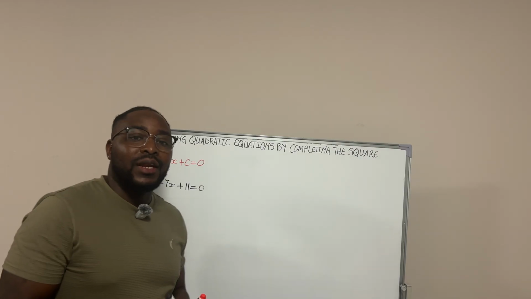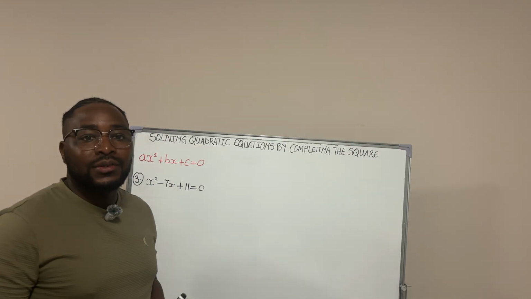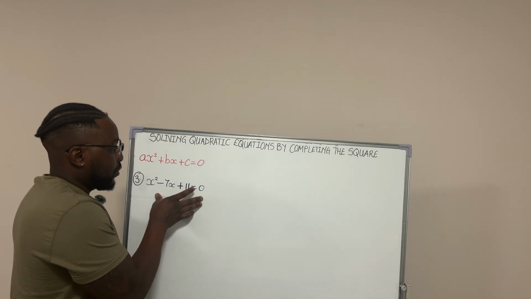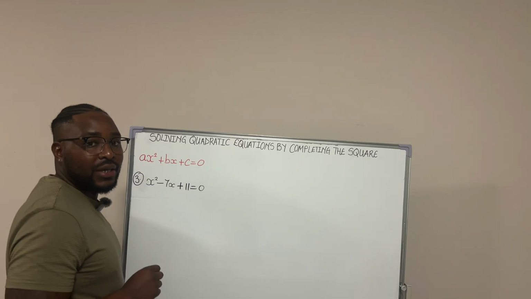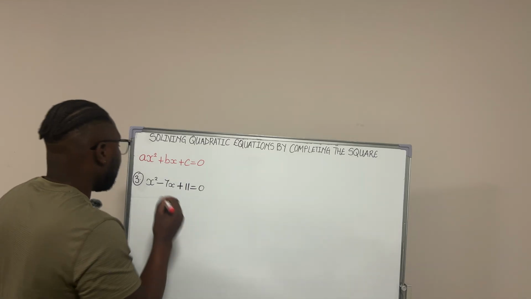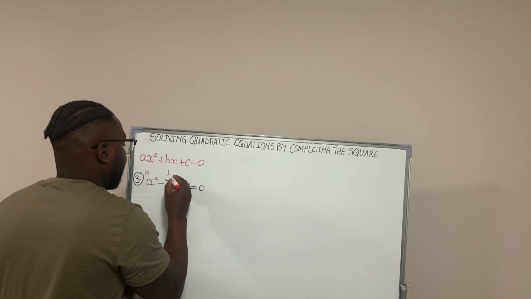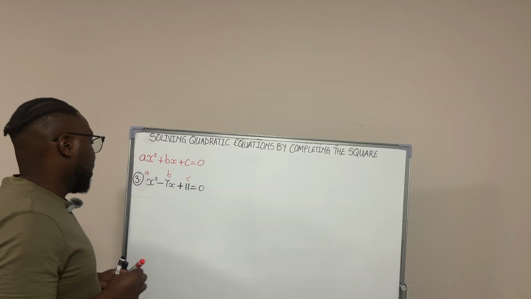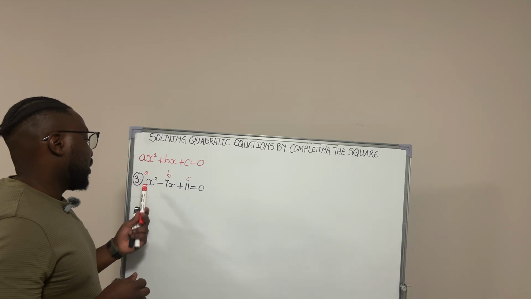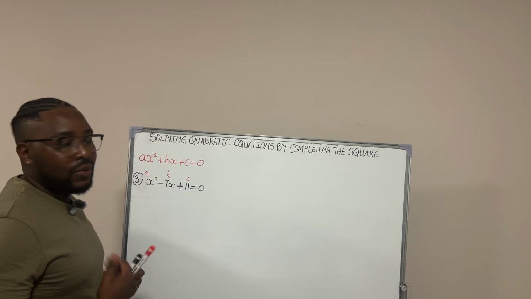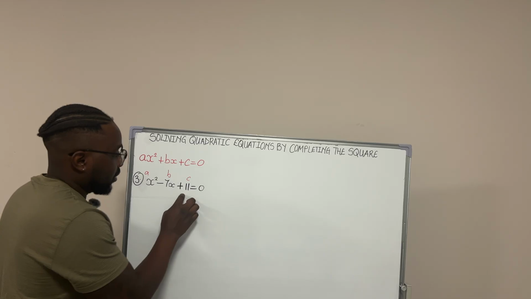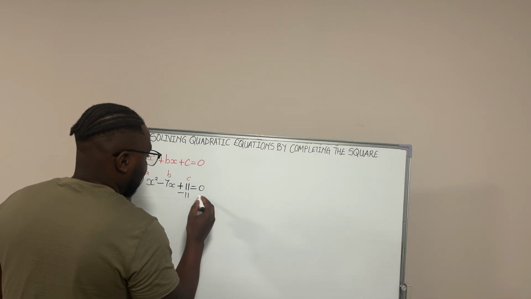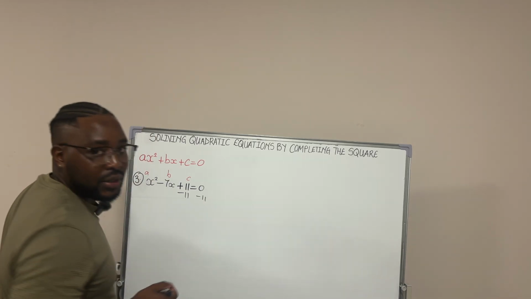Okay, so now let's look at our third and last question. As you can see, this question is also in the standard form, right? So now let us label it. This is our A, this is our B, this is our C, equal to 0. This equation has a leading coefficient of 1, right? So we just have to move this constant to the other side of the equation. How do we do that? We just subtract 11 both sides of our equation, right?